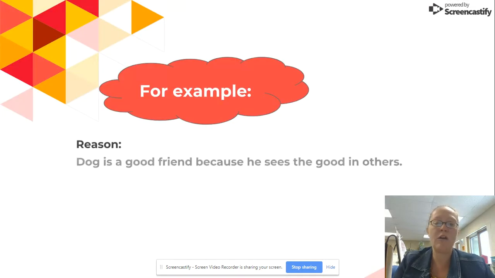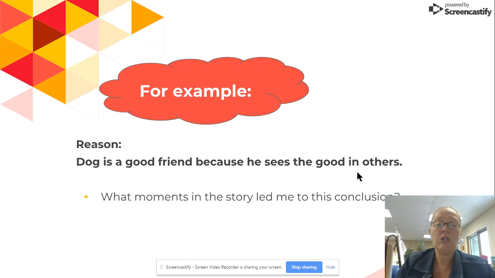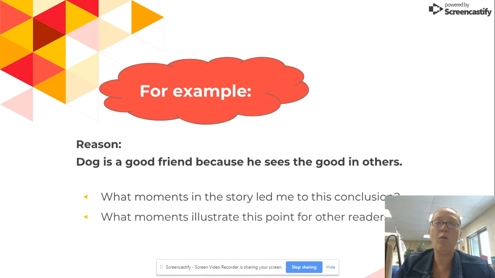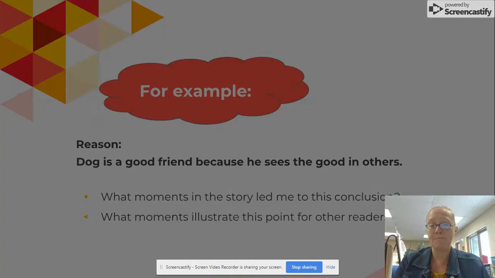So for example, here's one of the reasons that I used to develop my thesis about Fox. And my thesis statement was that Dog is a good friend. The reason I'm using to support that is because he sees the good in others. So I'm going to think about what moments in the story led me to that conclusion and what moments in the story could help my reader draw the same conclusion. I'm almost going to have to take them by the hand and walk them through the book and walk them through my thinking so that they come to the same understanding that I came to. That's my goal in this literary essay, to get my reader to think the way that I think.